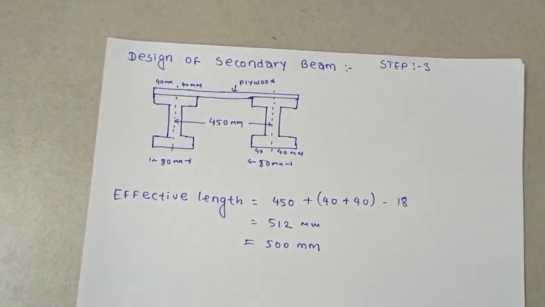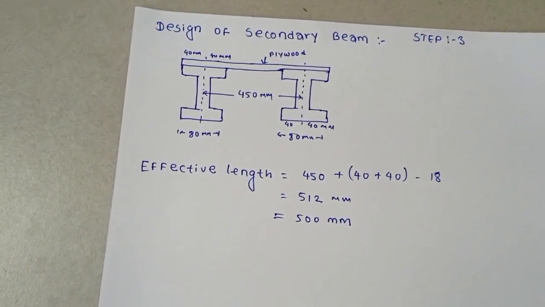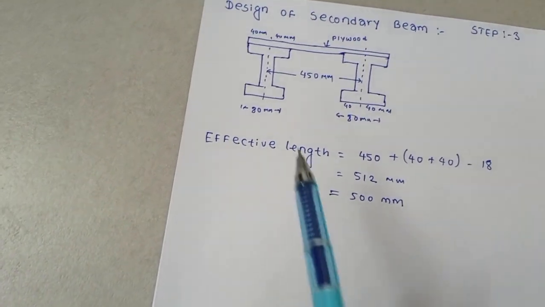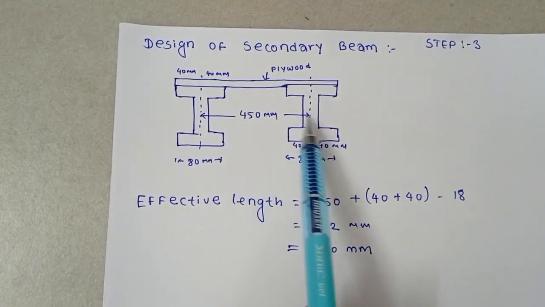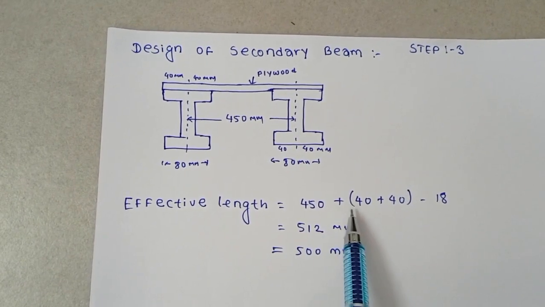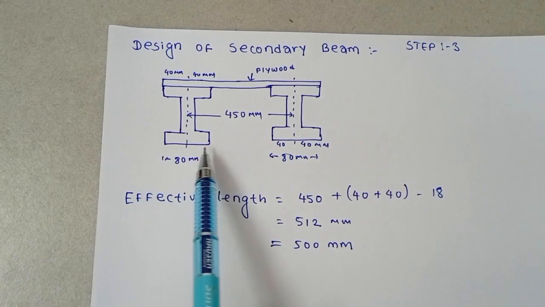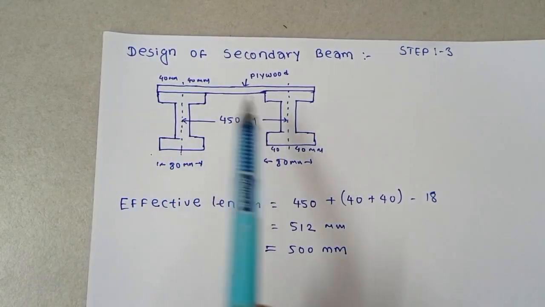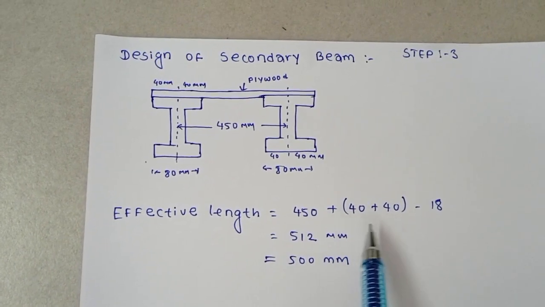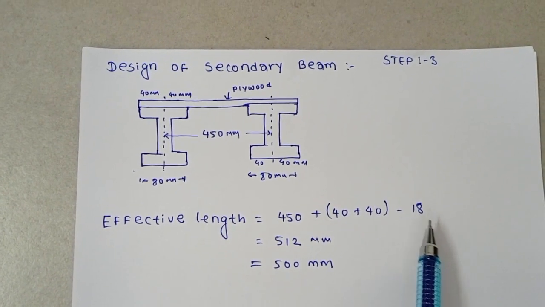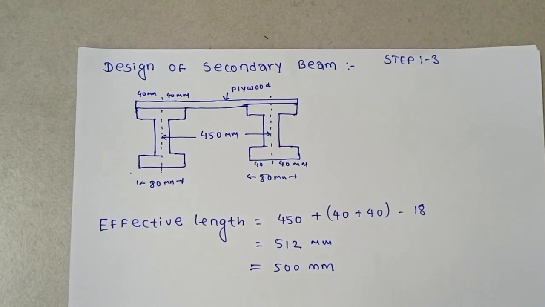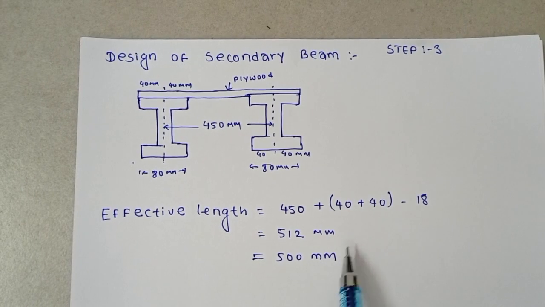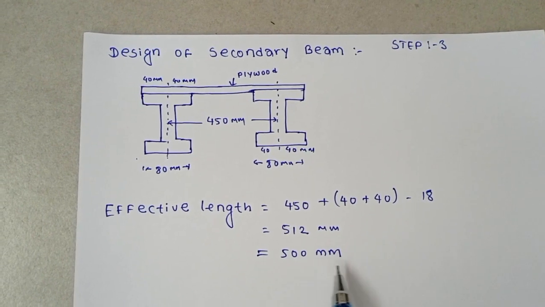Here the effective length is 450 mm from here to here, center to center, plus 40 plus 40, this is the width of the beam, 40 mm on this side and 40 mm on this side. These are the effective length where the load will be applied. 40 plus 40 minus 18 mm thickness of plywood. After calculation we got 512 mm. We have considered it as 500 mm.